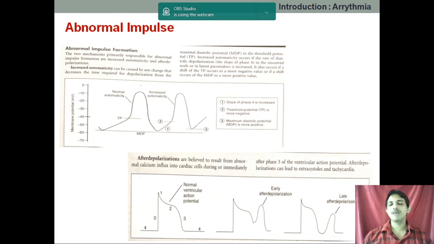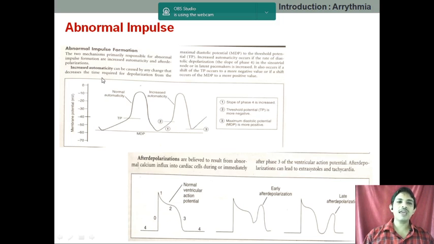Now, what is arrhythmia? Arrhythmia is nothing but abnormal impulse formation. Clear? Abnormal impulse formation. Whenever we are talking about abnormal impulse formation, abnormal heartbeat, there are mainly two primary mechanisms involved. What are those two? The first one is increased automaticity, and the second is afterdepolarization. Clear? So these are the two major mechanisms responsible for abnormal impulse formation.